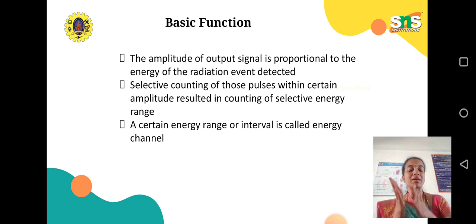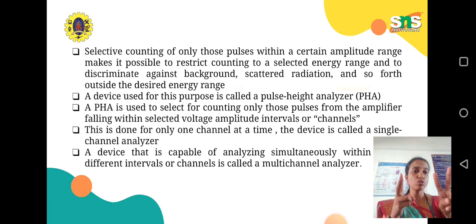Generally, the pulse height analyzer is where the height of a particular pulse is analyzed or modified, and it will be passed on to the next stage. We'll be having two types: one is done by one channel, and another one is done by multiple channels. This is called a single channel analyzer or a multi-channel analyzer. These are the two types of pulse height analyzers.